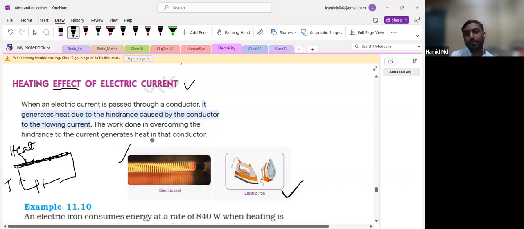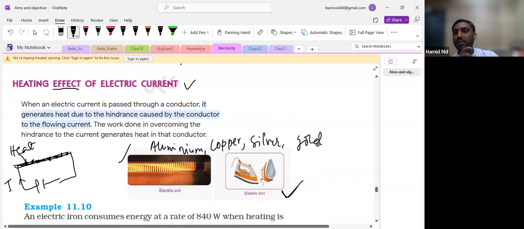If we use aluminum or copper, then there will be very little heat generation. If we use silver wire or gold wire instead, there will also be very little heat generation. We won't get this glow.